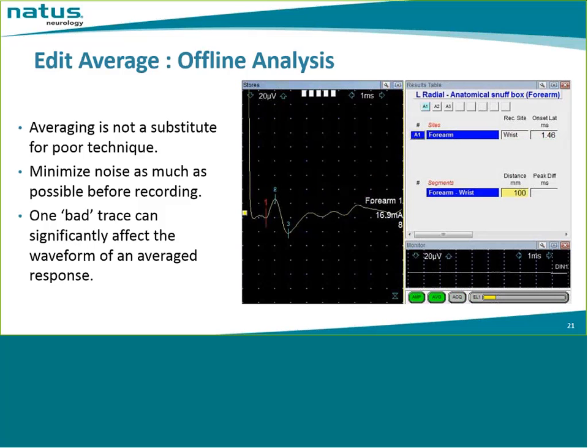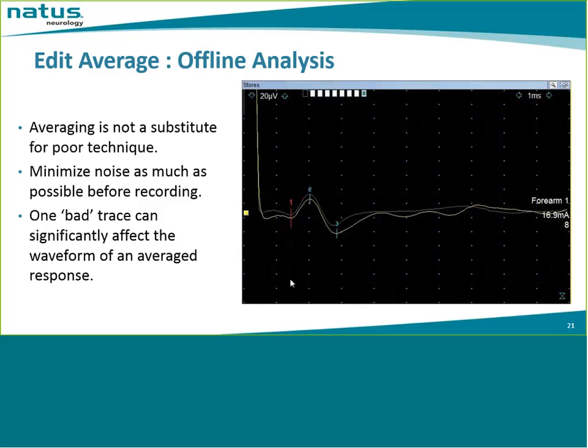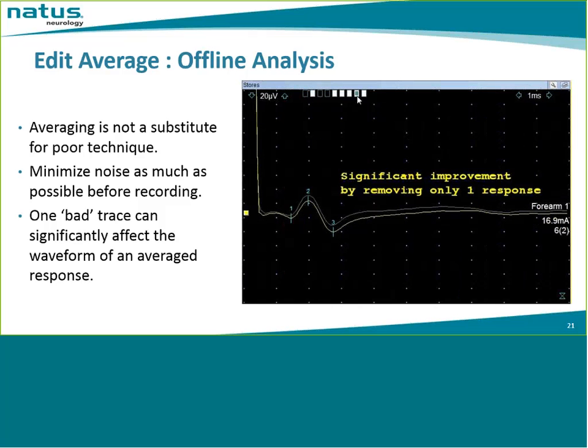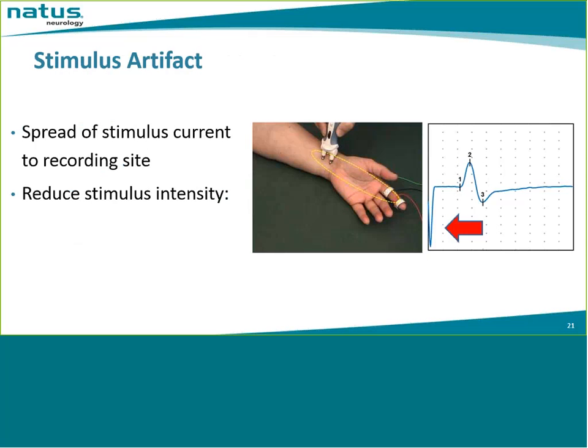Let's now look at the stimulus artifact. The stimulus artifact occurs due to spread of stimulus current from the stimulation site to the recording site. The artifact will be less if our stimulus intensity is less, and we can reduce the stimulus intensity by improving the contact between the stimulator and the skin surface. Just as we clean the skin surface for recording electrodes, we should do the same thing for the stimulation site. Also use electrolytic gel to improve the contact.